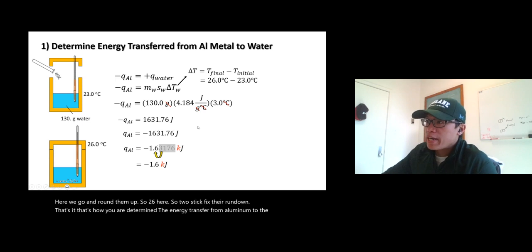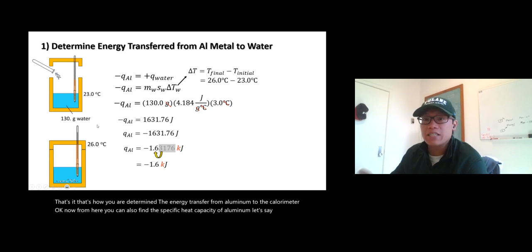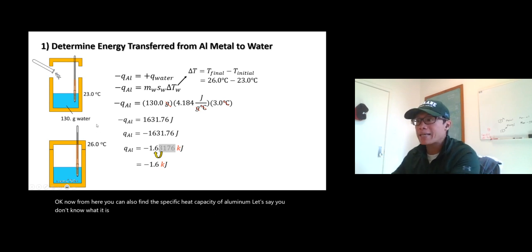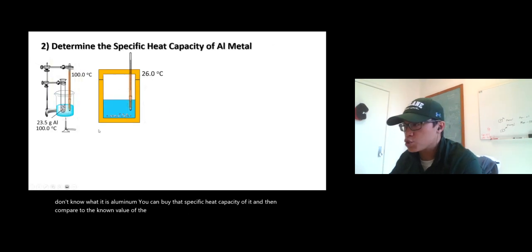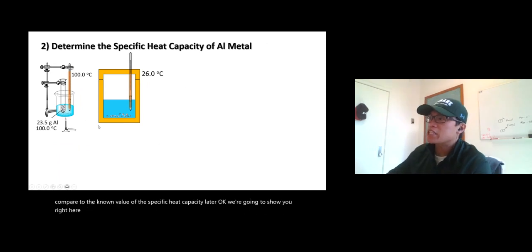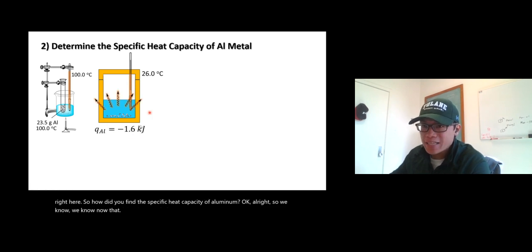Now, from here, you can also find the specific heat capacity of aluminum. Let's say you don't know what it is for aluminum. You can find the specific heat capacity of it and then compare it to the known value later. So how do you find the specific heat capacity of aluminum? We know now that aluminum releases that amount of heat.